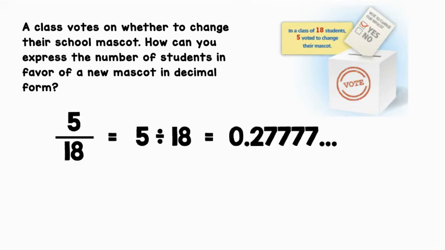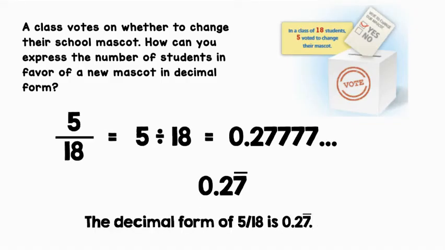That will give us 0.27777. The 7 repeats infinitely. We can express this as 0.27 repeating with a line over the 7, since that's the digit that repeats infinitely. The decimal form of 5/18ths is 0.27 repeating.